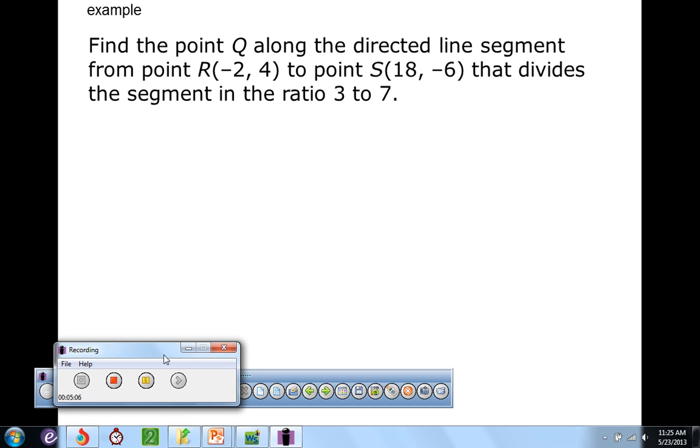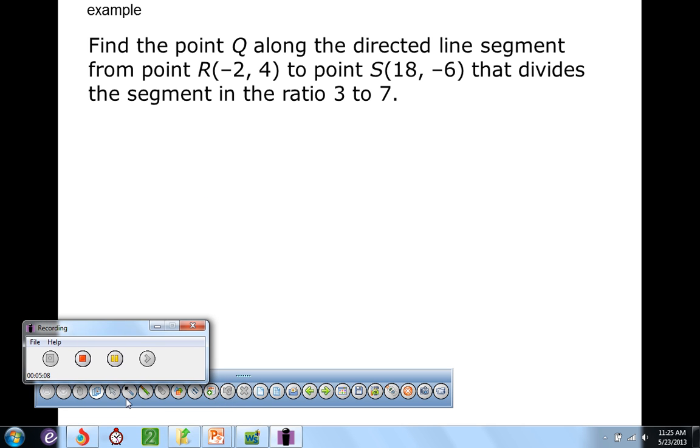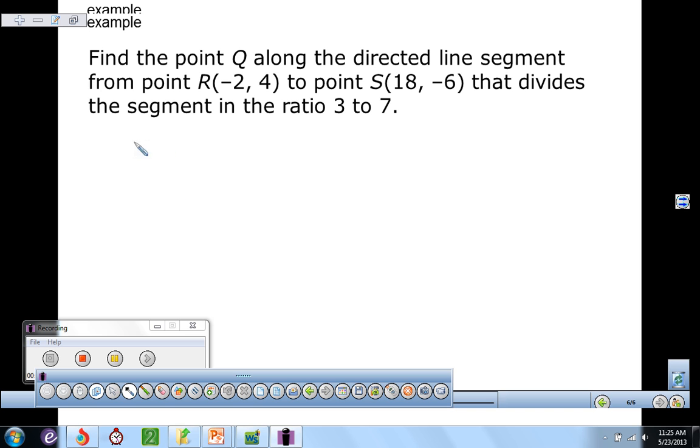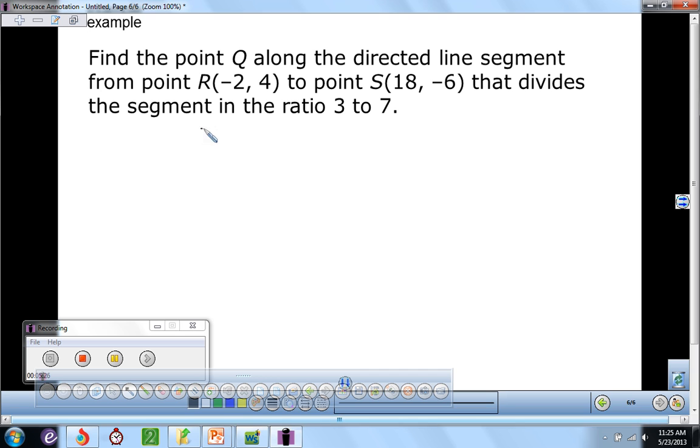Alright, so let's go ahead and do one more example. Now again, I think it helps if you kind of plot them, but you don't have to. Actually, I'll do it without plotting this time. Here we have 3 to 7. Now there's a total of 10 parts. So from R to S, the point that we're looking at is going to be 3/10 of the line will be made up by that. And then for this part would be 7/10 if we were coming from here.